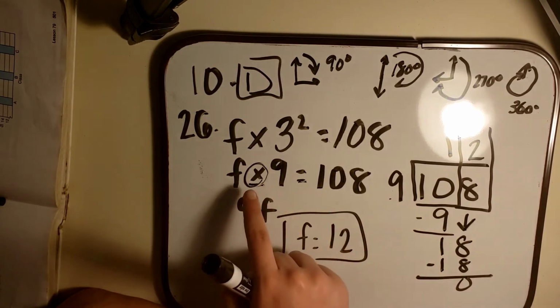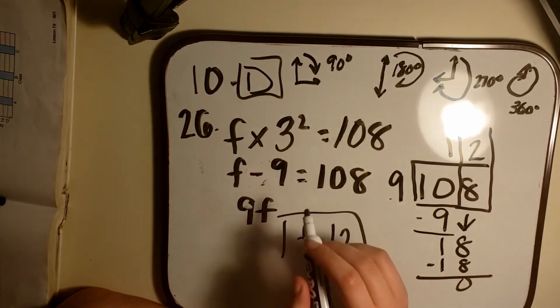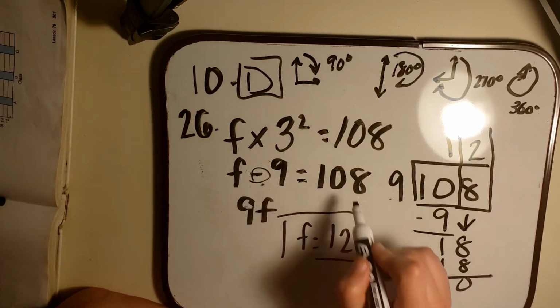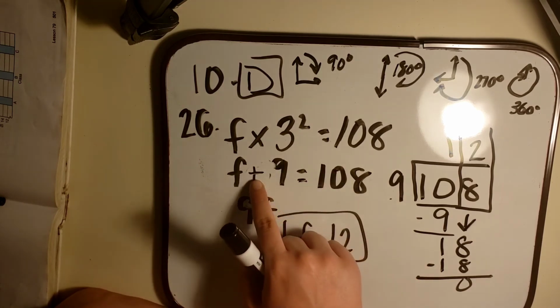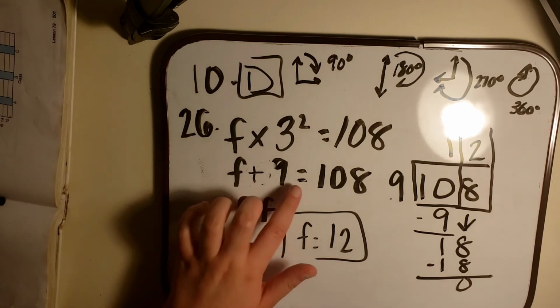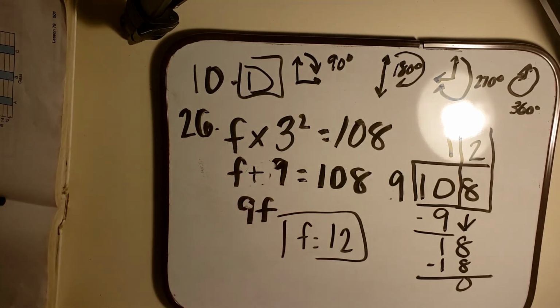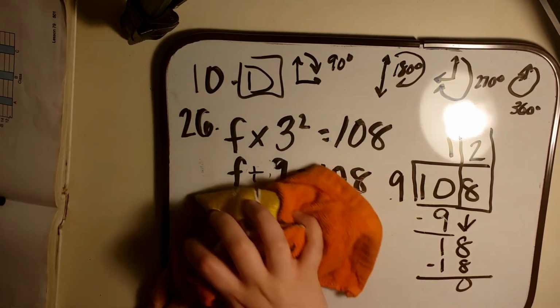And the same thing, if this was a subtraction, if it said subtract, then you're going to do the opposite of that, which is add. If this said add, you're going to do the opposite of that, which is subtract. So whatever this says to equal it out, you need to do the opposite. Our answer is F equals 12. And there's some more division. Hopefully more examples are helping you guys.